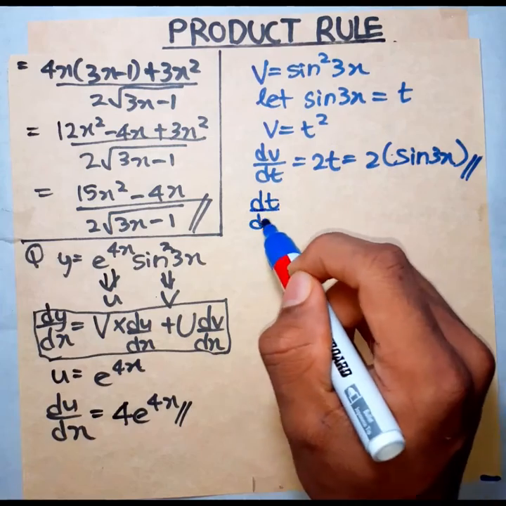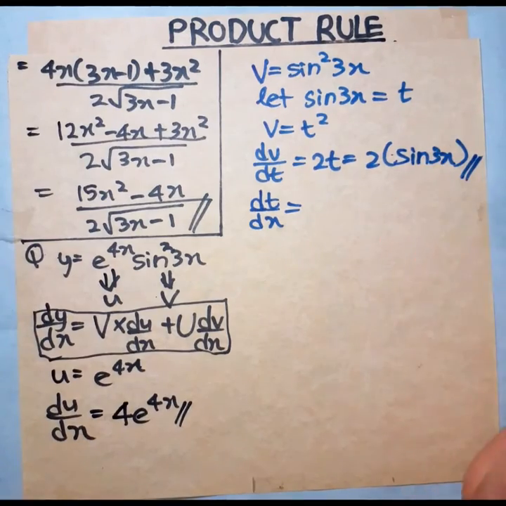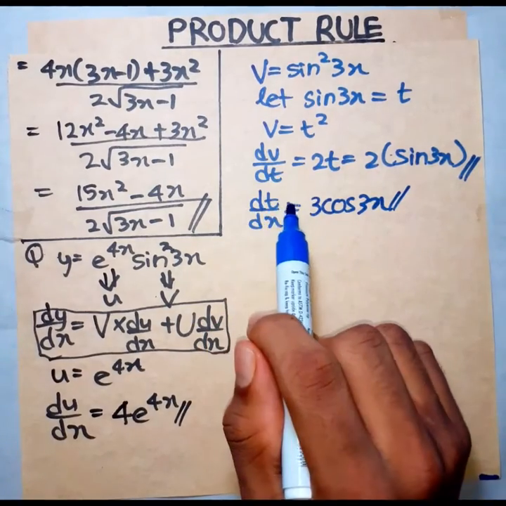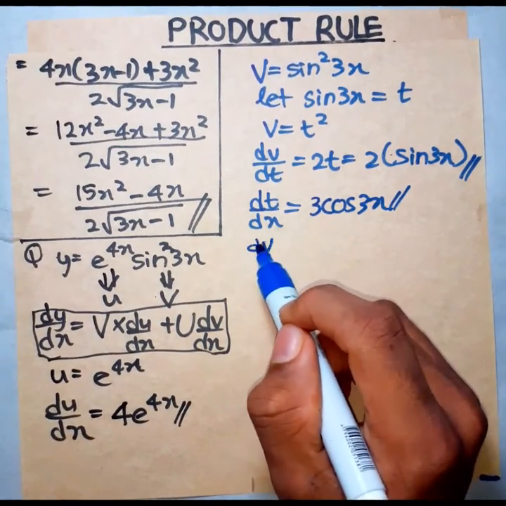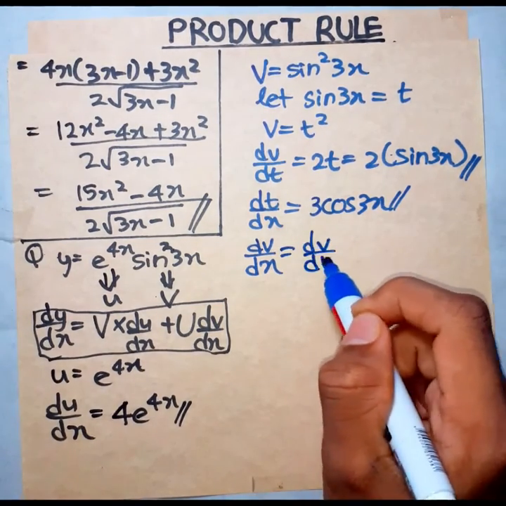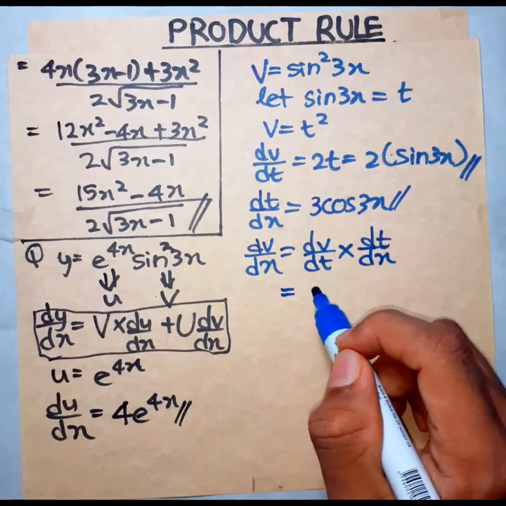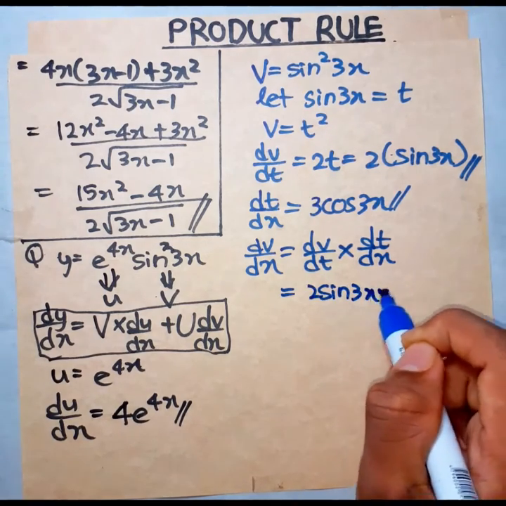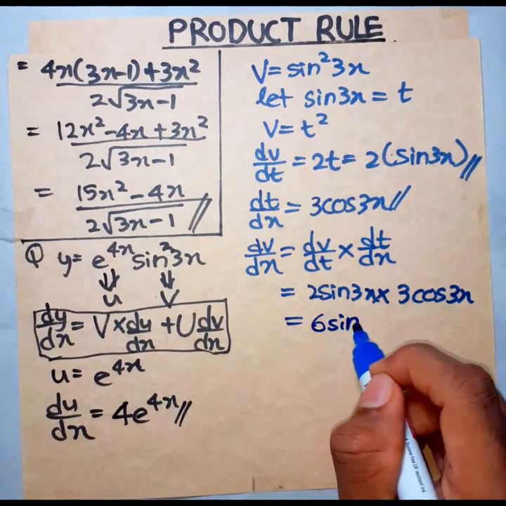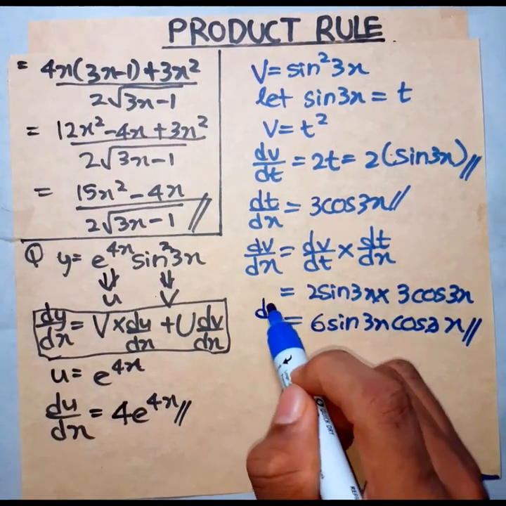Now to find dt by dx, we just differentiate sine 3x. So when you differentiate sine 3x, you get 3 cos 3x. Now we found dv over dt and dt by dx. So the thing we need to find is dv by dx, which is equal to dv over dt into dt by dx. So this is equal to 2 sine 3x multiplied by 3 cos 3x, which is going to be 6 sine 3x cos 3x. So now we found dv by dx as well.